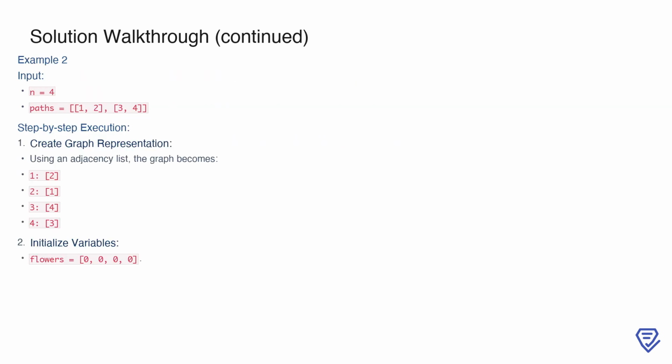In this example, we are given 4 gardens and paths that connect gardens 1 and 2, and gardens 3 and 4. First, we represent the adjacency between gardens using an adjacency list. This gives us: garden 1 is adjacent to garden 2, garden 2 is adjacent to garden 1, garden 3 is adjacent to garden 4, and garden 4 is adjacent to garden 3. Next, we initialize the flowers array with all zeros, indicating that no flowers have been assigned yet. The array looks like 0, 0, 0, 0 at this stage.